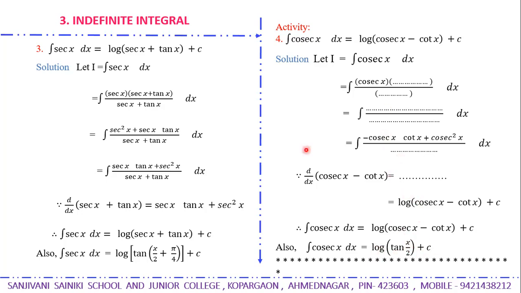So these are the formulas which are based on the corollary f dash of x upon f of x: the integral of f dash of x upon f of x dx is log of f of x plus c. So we will stop here. In the next lecture we will solve examples based on the substitution method.